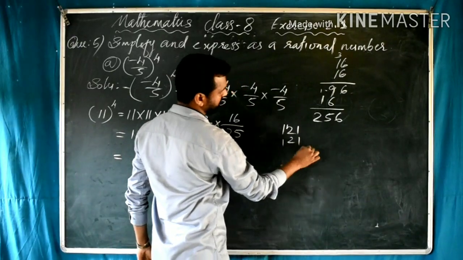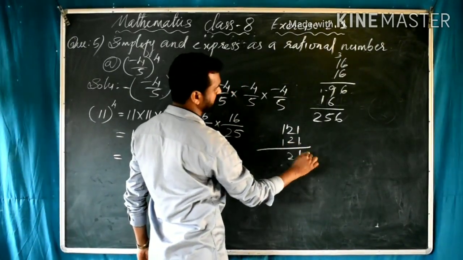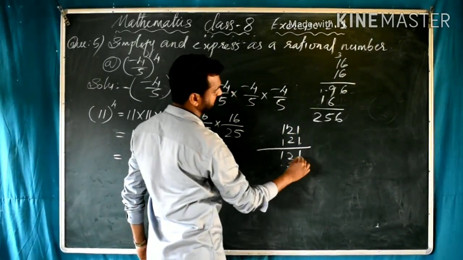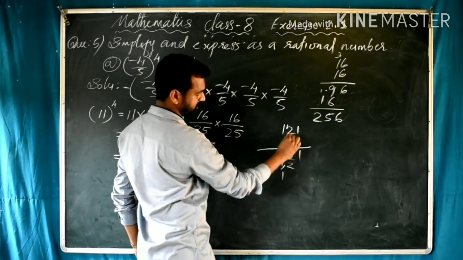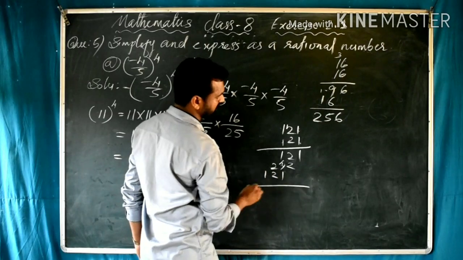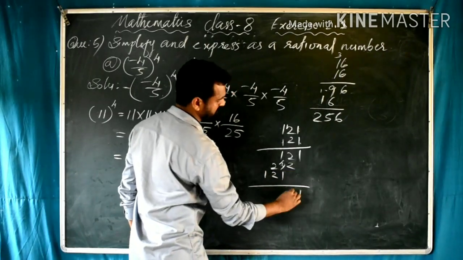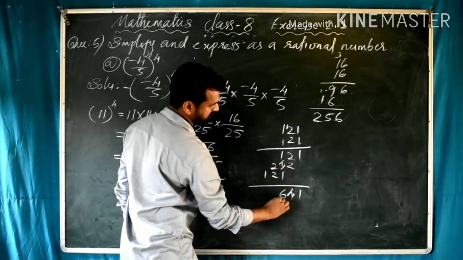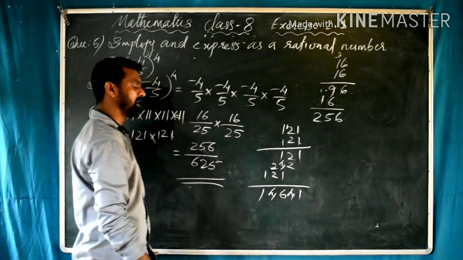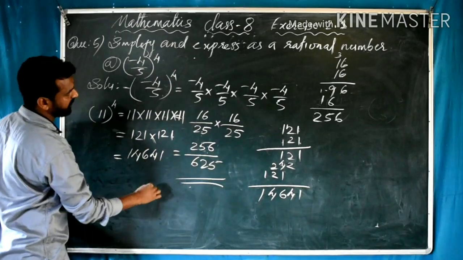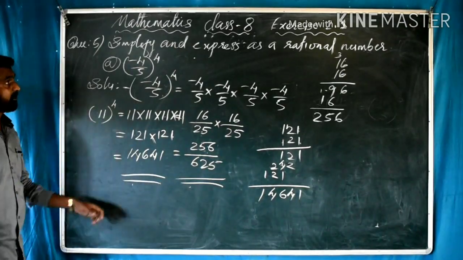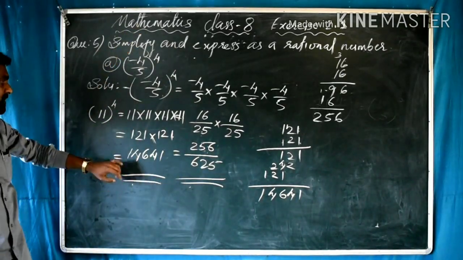121 into 121. 1 1s are 1, 2 1s are 2, 1 1s are 1, 2 1s are 2, 2 2s are 4, 2 1s are 2, 1 1s are 1, 1 2s are 2, 1 1s are 1. Then the answer is 1, 2 plus 2, 4, 4 plus 2, 6, 2 plus 2, 4, 1. That is 14,641. So we have simplified and expressed it as a rational number.